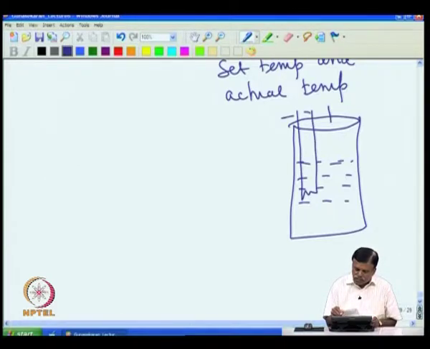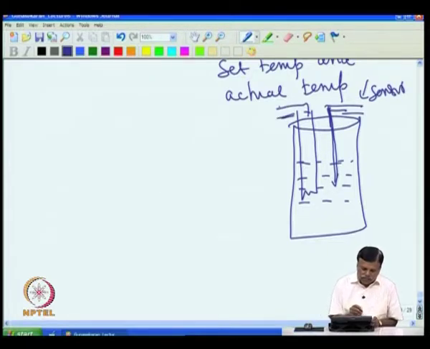Then I also put the sensor here. The sensor in this case is a thermocouple. I will show you how to make this thermocouple. So, you have the two ends coming here. This is acting as a sensor, and then this is a voltage heater.